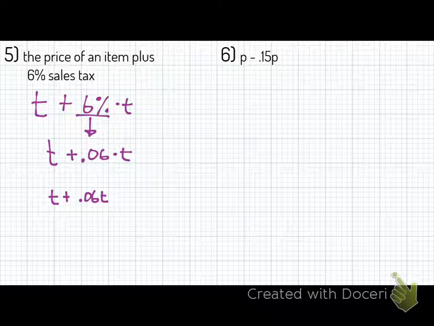I want you to think backwards on number 6. I want you to create a sentence or statement that represents what's happening on number 6. We have p minus 15 hundredths p. Write down a statement that represents this. We have a minus sign, so you can't really think of it as adding to a price.